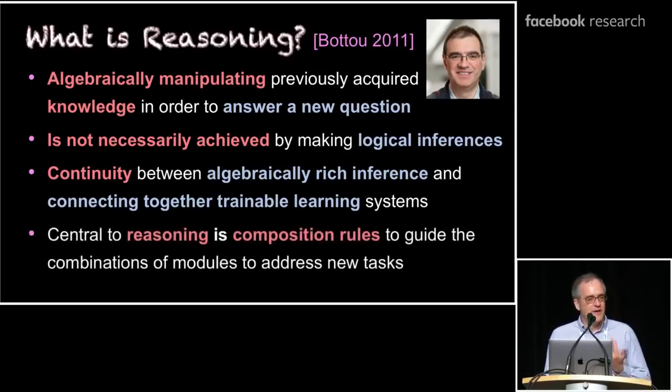But in particular, what he wanted to emphasize is that central to reasoning is having a system with composition rules so that we can guide the combinations of modules in a way that we can recombine information to do new inferences, recombine modules so that we can address new tasks. And so what I'd like to talk about today is some ideas as to how we might be able to make further progress along this road to having reasoning done by neural networks.